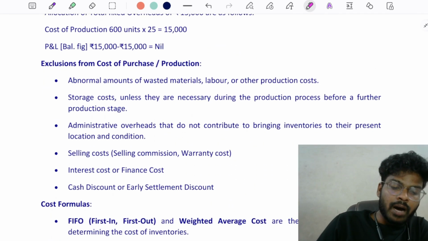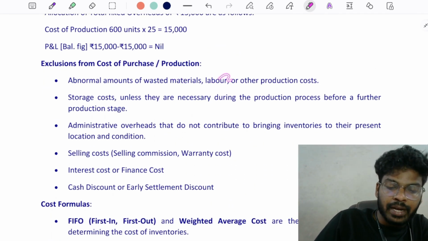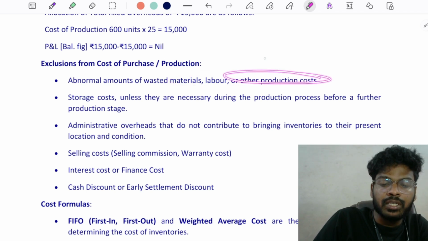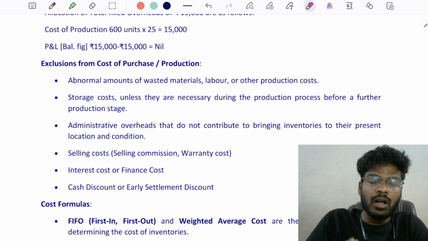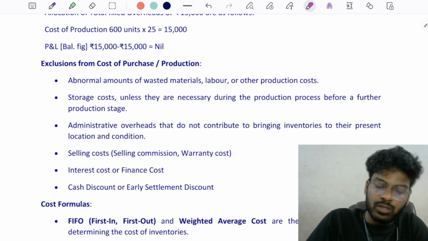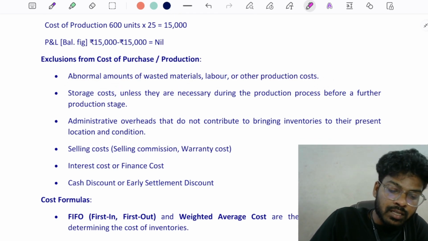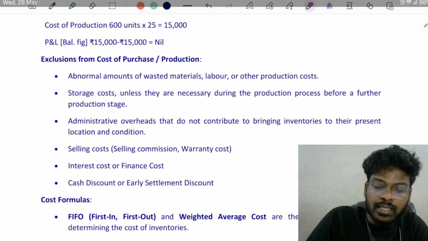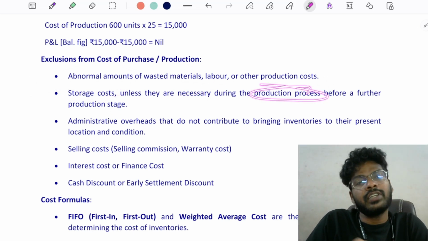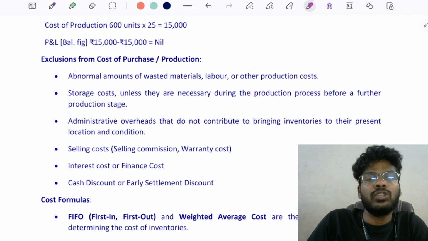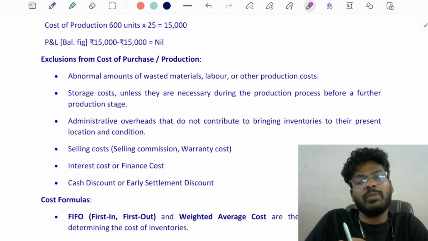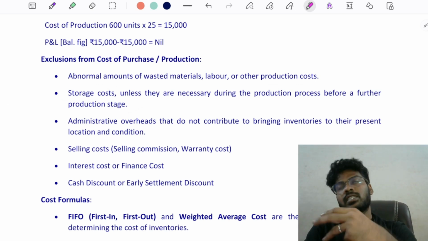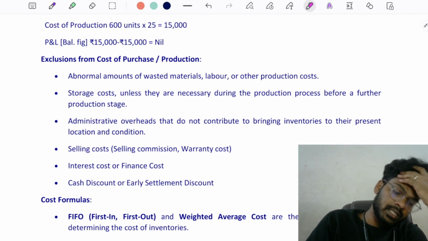First one is abnormal amount of waste of material, labor, and other production cost. Any abnormal cost or loss should not be included. Storage cost should not be included, unless they are necessary during the production process. In case it is necessary during the production process, it should be included. Generally, storage cost should not be included in cost of production or cost of purchase.